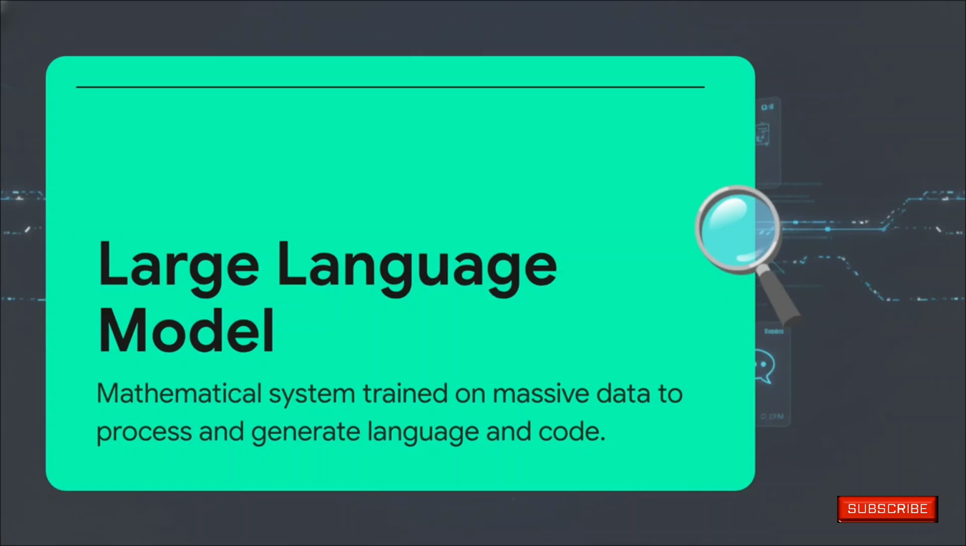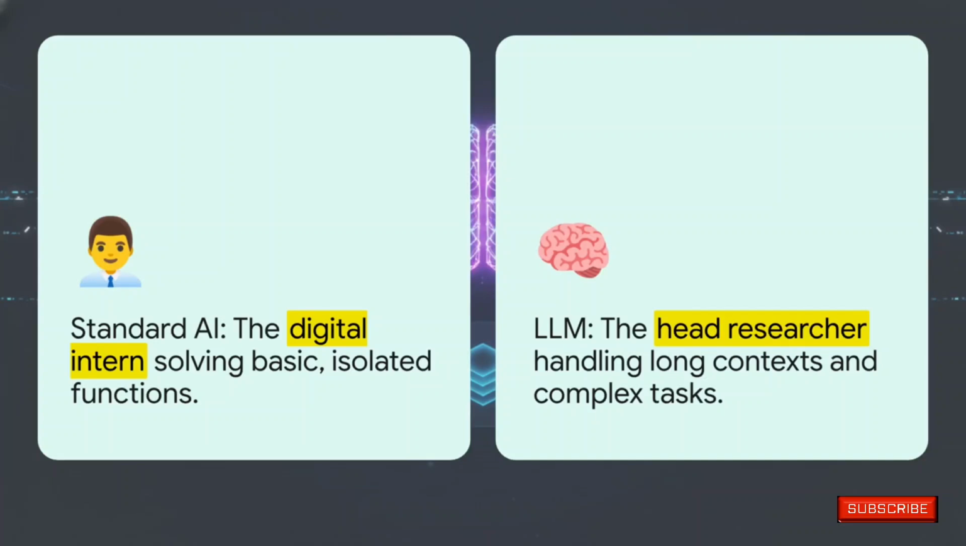Instead, it's a system trained on an enormous amount of data. That's the large part, that literally learns underlying patterns so it can make predictions about human text and code, which is the language part. And this brilliantly illustrates the difference. Think of a standard older AI model kind of like a digital intern. It can solve basic, isolated functions with very standard inputs and outputs. But an LLM, well, that is your head researcher, because it's been exposed to billions of parameters and just vast oceans of training data. It can hold back and forth conversations, handle incredibly long context windows, and actually understand the why behind your prompts rather than just the literal words you typed.